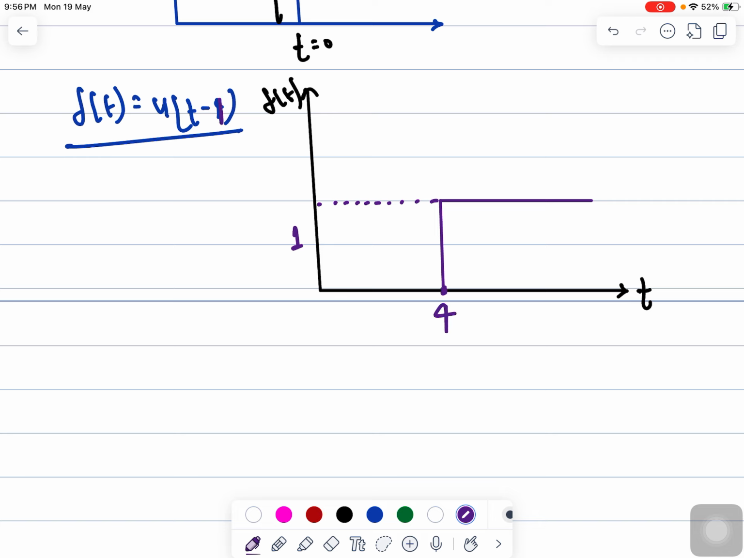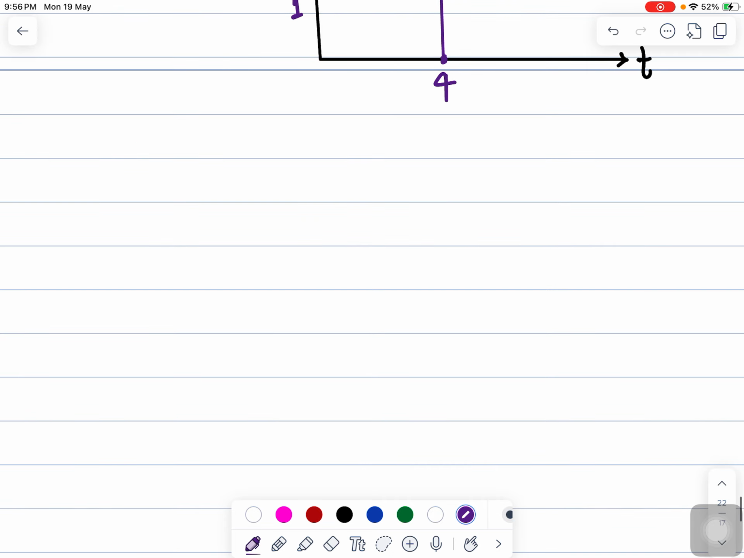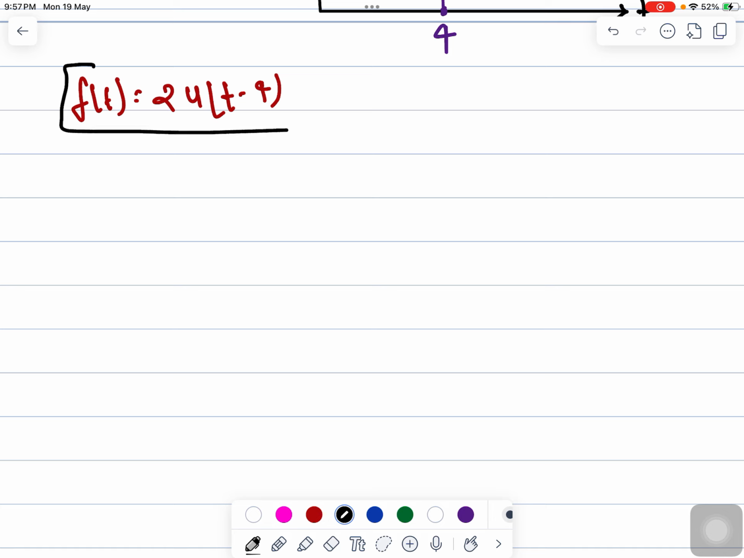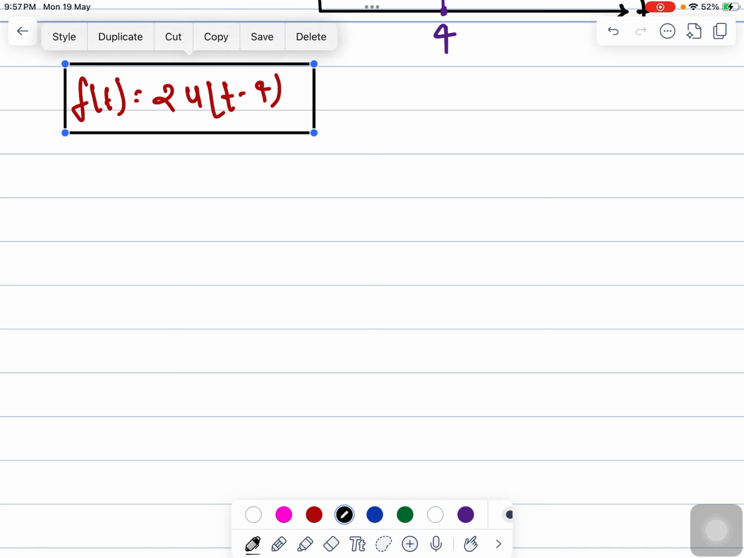Why? Because at t equals 4, when t is less than 4, the functional value will be 0, and when t is greater than 4, the functional value of the function is 1. Why? Because this is a unit step input, right? So this is how it looks. Now let's say you have a function f(t) equal to 2u(t minus 4). How can we plot this? This is a very important and fundamental concept. If this is clear, then the next thing will be very easy for you all. So how can we plot this?